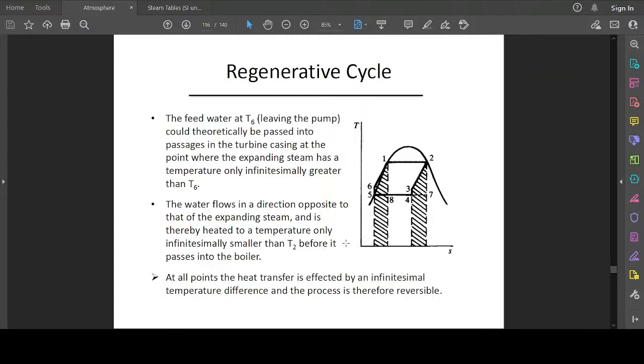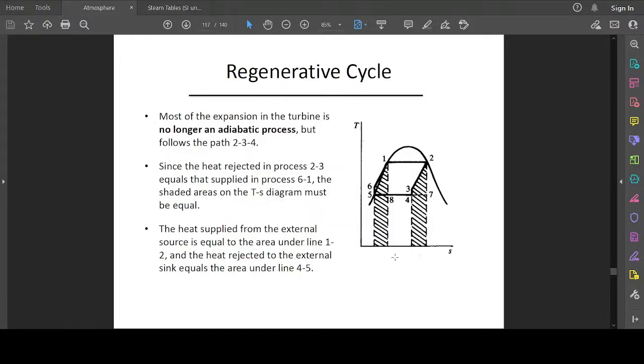So at all points the heat transfer is effected by an infinitesimal temperature difference, and the process is therefore reversible. So most of the expansion in the turbine is no longer an adiabatic process because of this heat transfer, in stages 2, 3, and 4.